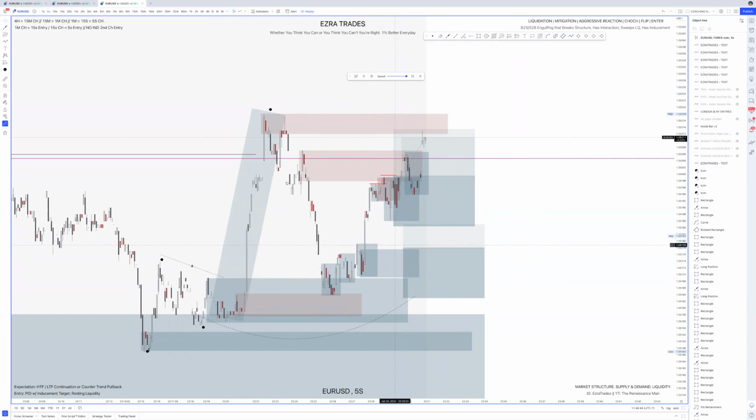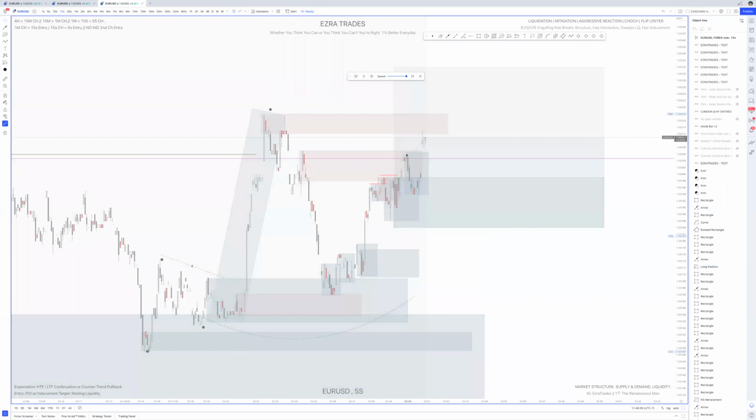Yeah, price never got there. And so now what happens is, what do we have? Let's look at this. Now that we have our entry, this one never got tapped. That's fine. We'll go to the 15 seconds to manage this.